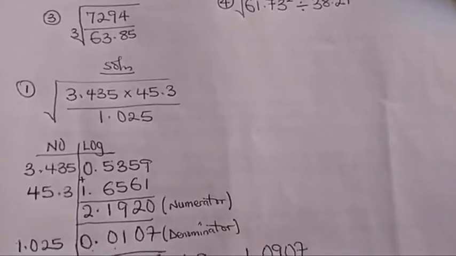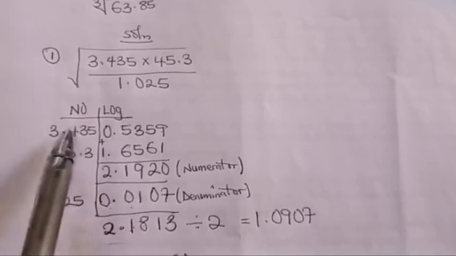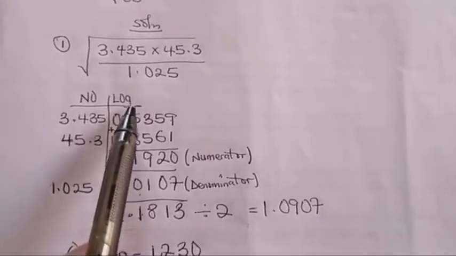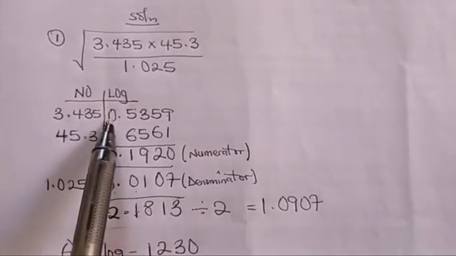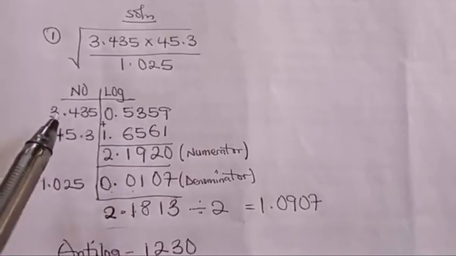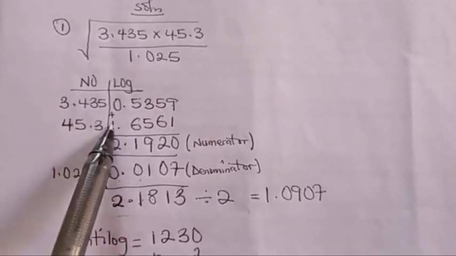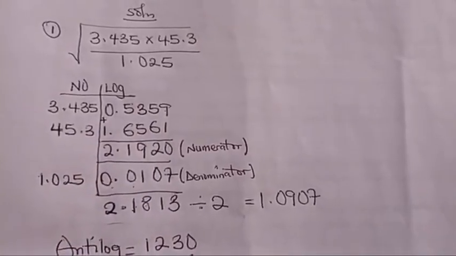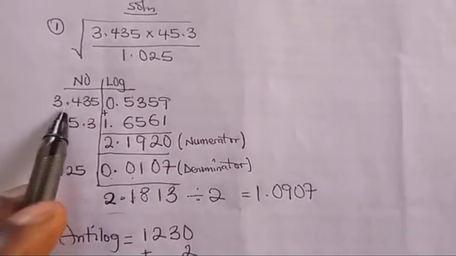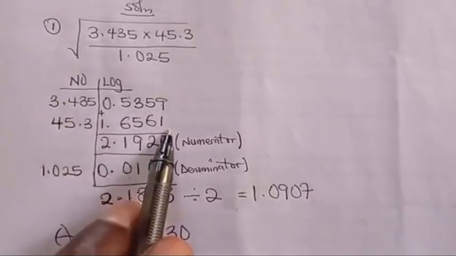So anytime you are asked to find or evaluate a given number using the log table, first of all, arrange it in this table, bring the numbers to the left, and then the logarithm of those numbers to the right. First, find the characteristics of those numbers, that is the integral part. For this one, we got 0. For this one, we got 1. Then to get the mantissa, that is the part after the decimal point, you use the logarithm table. So we check for 34 under 3 difference of 5 to get this, and 45 under 3 to get this.